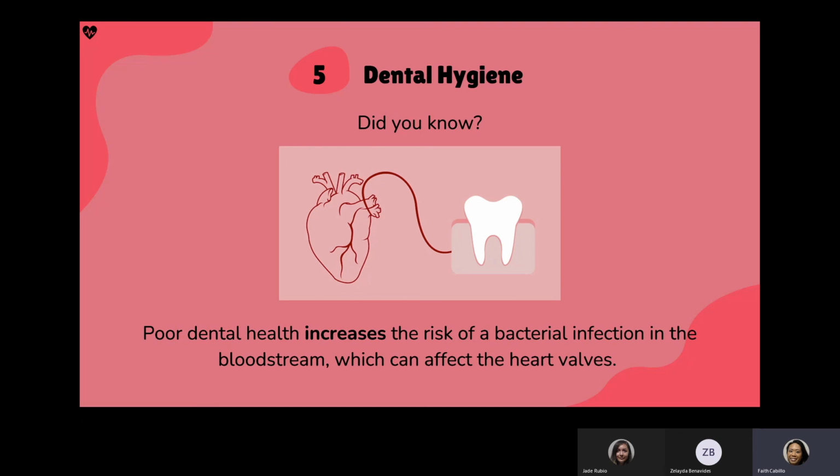Number 5, dental hygiene. Did you know that tooth loss patterns are connected to coronary artery disease? Believe it or not, poor dental health increases the risk of bacterial infection in the bloodstream, which can ultimately affect the heart valves and sometimes even lead to endocarditis. We want to educate patients to maintain proper dental hygiene by reminding them to brush their teeth at least twice a day and floss at least once a day. Regular dental checkups with their dentist is vital to maintaining dental hygiene. This is especially important for patients who have an artificial heart valve or have any other underlying conditions.